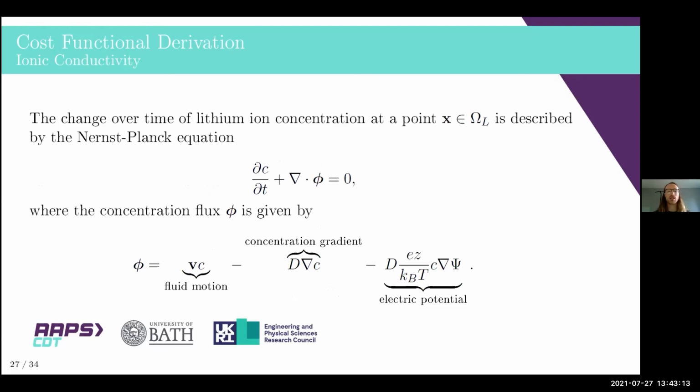So we're interested in how to find the concentration of the lithium ions. And that's modeled by the Nernst-Planck equation, which is a diffusion-advection equation, where the concentration flux phi is given by this equation at the bottom. And this is where our fluid motion, the concentration gradient and the electric potential come in to affect the concentration. So here v is the velocity of the fluid at a point. We have the concentration gradient, and then we have this electric potential, which is given by psi.